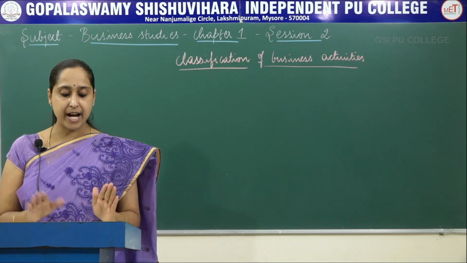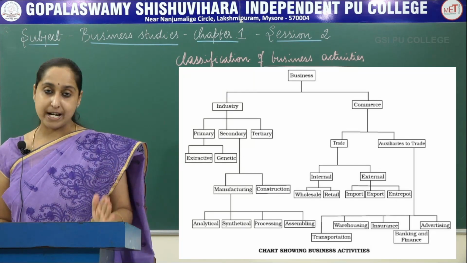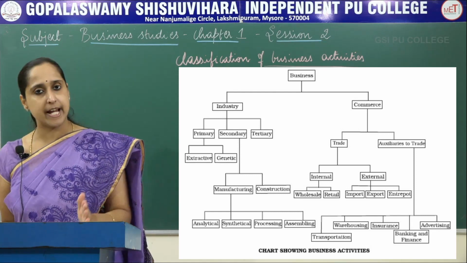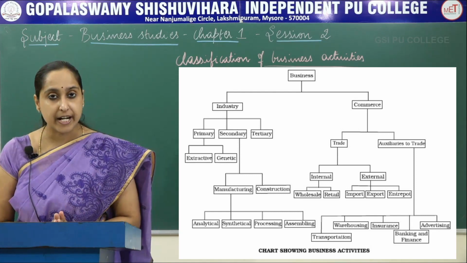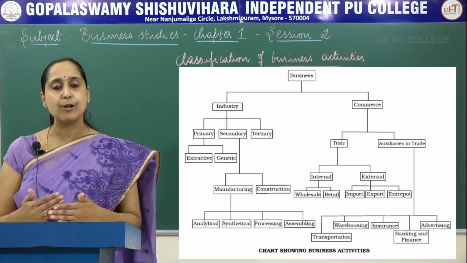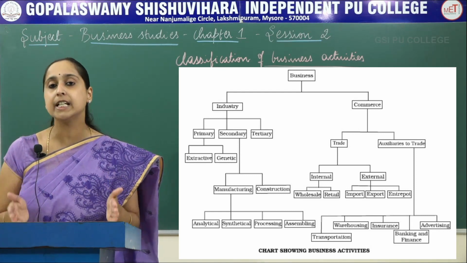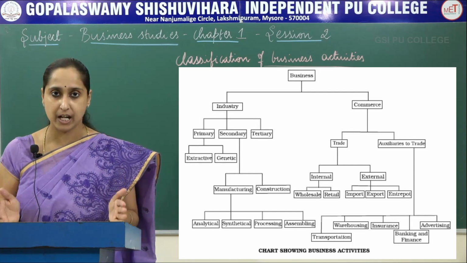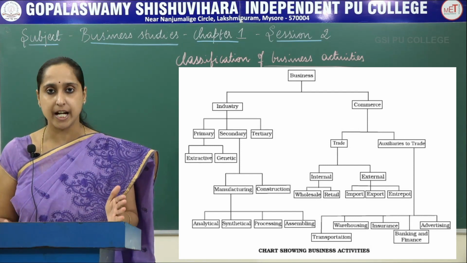So under trade there are 2 types. One is internal trade and the other is external trade. Internal trade is also known as domestic trade. It means buying and selling of goods takes place within the geographical boundary of a country.